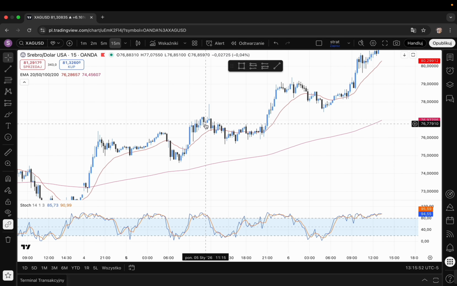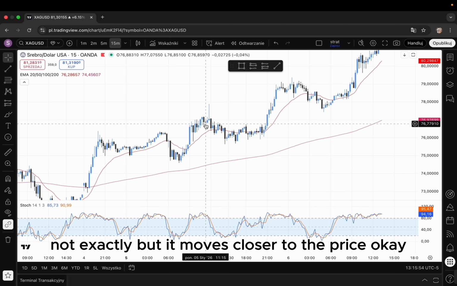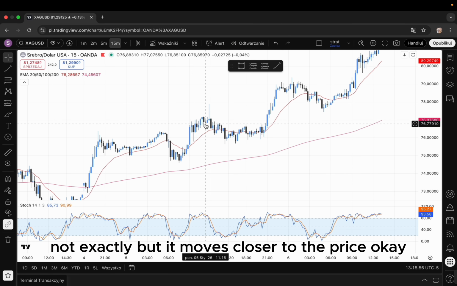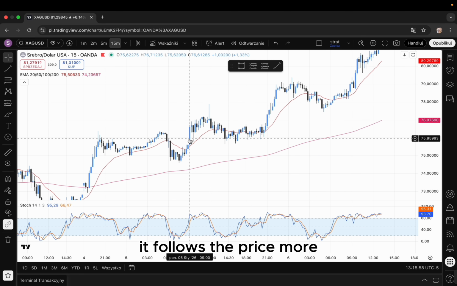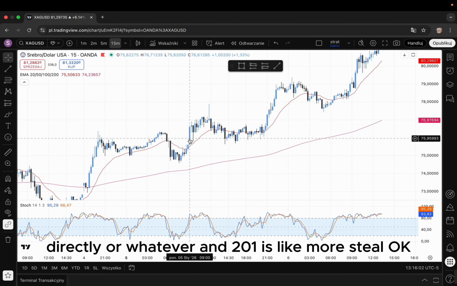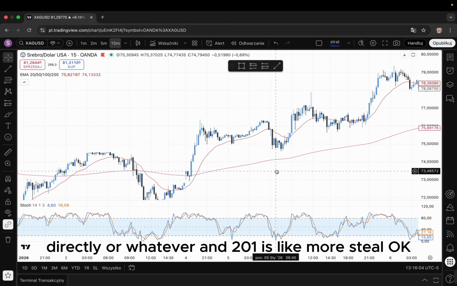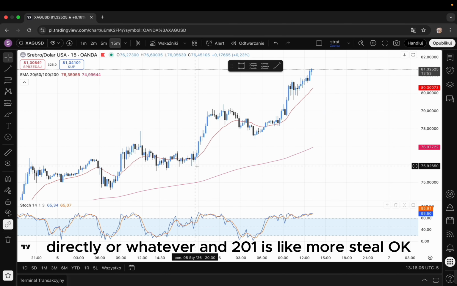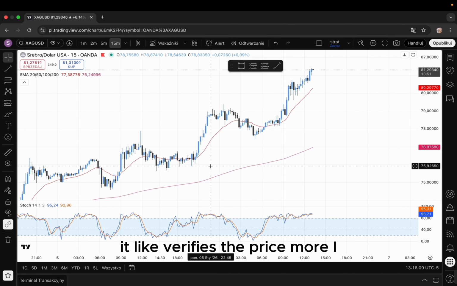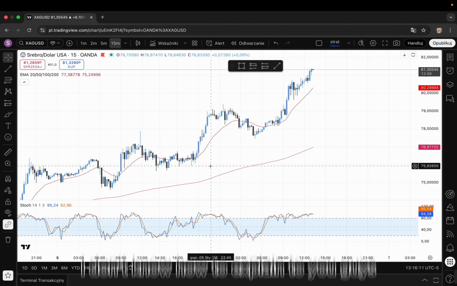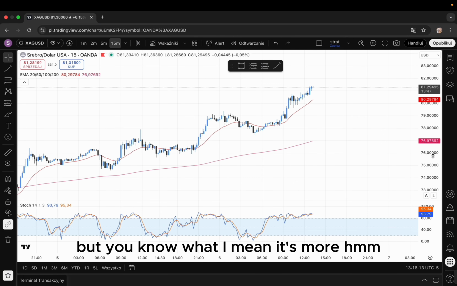It moves, not exactly, but it moves closer to the price. It follows the price more directly. And the 200 is more stale, okay? It verifies the price more. I don't know how to explain it to you guys, but you know what I mean.